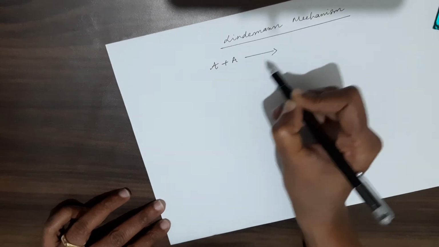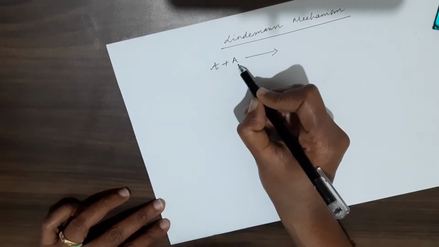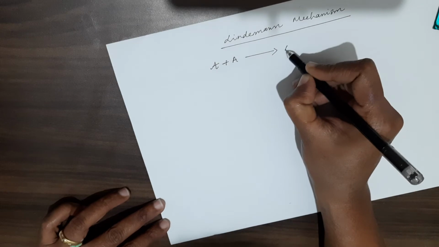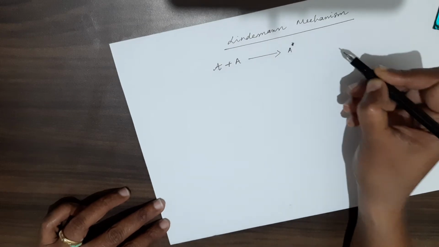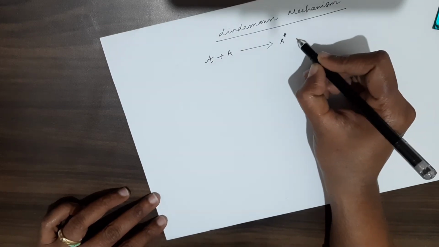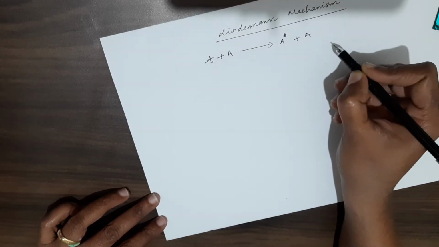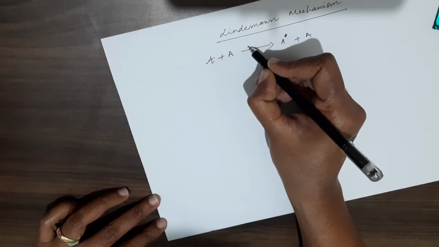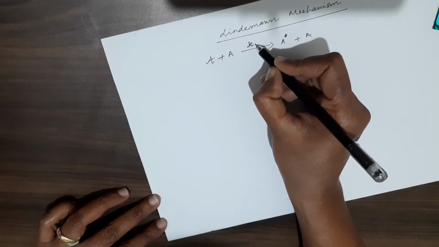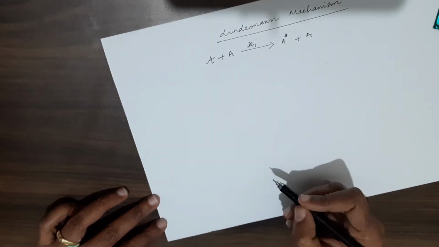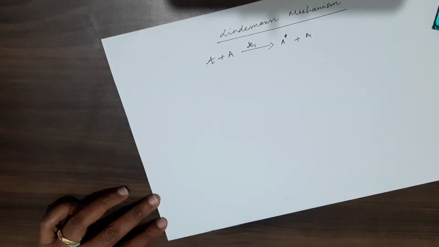So let us see. When A is colliding with another molecule of A, it results in the formation of an activated gaseous molecule and the other molecule. Let the rate constant for this reaction be K1.